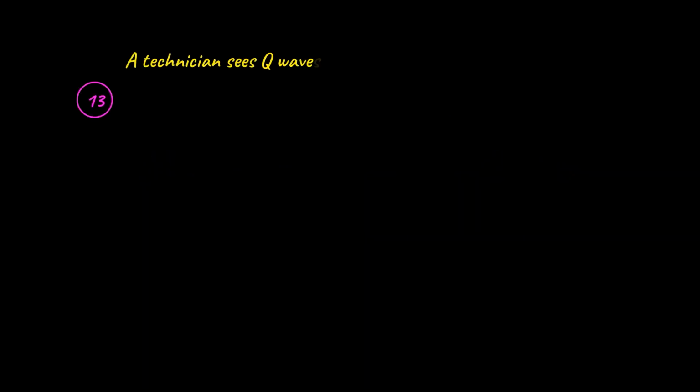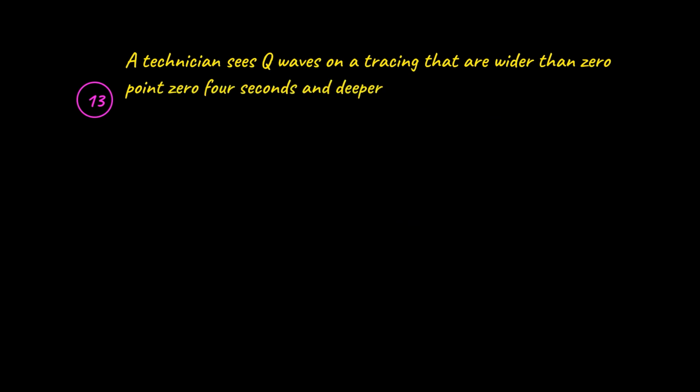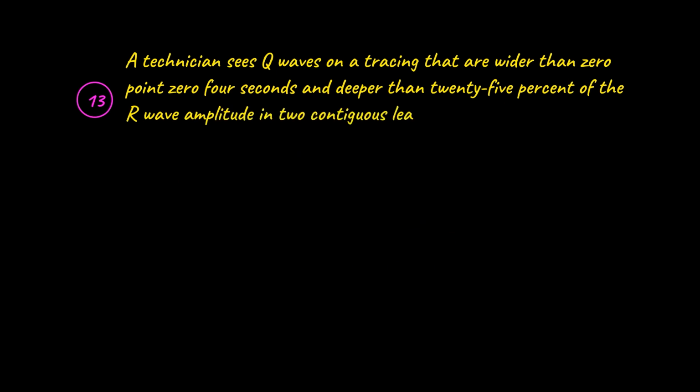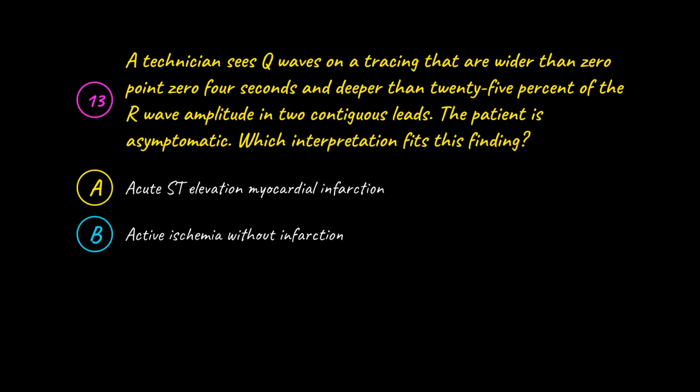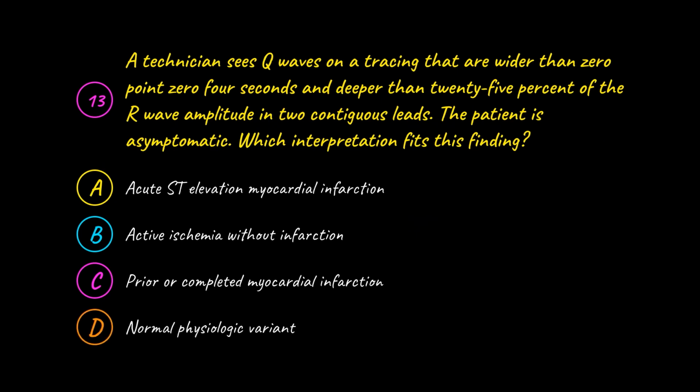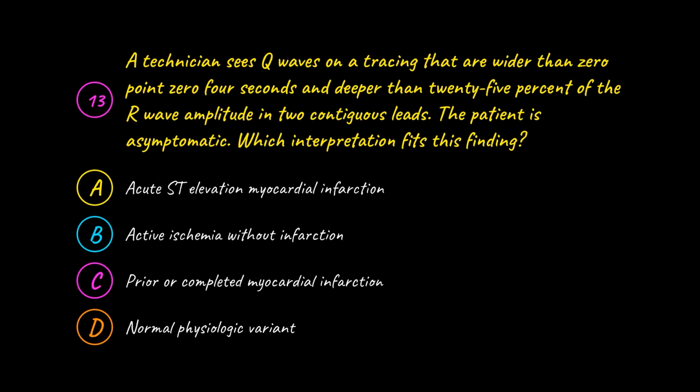Question 13. A technician sees Q waves on a tracing that are wider than 0.04 seconds and deeper than 25% of the R wave amplitude in 2 contiguous leads. The patient is asymptomatic. Which interpretation fits this finding? Your options are A. Acute ST elevation myocardial infarction. B. Active ischemia without infarction. C. Prior or completed myocardial infarction. D. Normal physiologic variant. Pick one. Trust your gut. Here's your chance to test yourself.